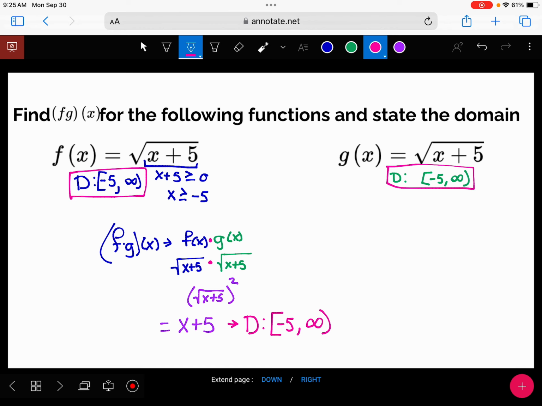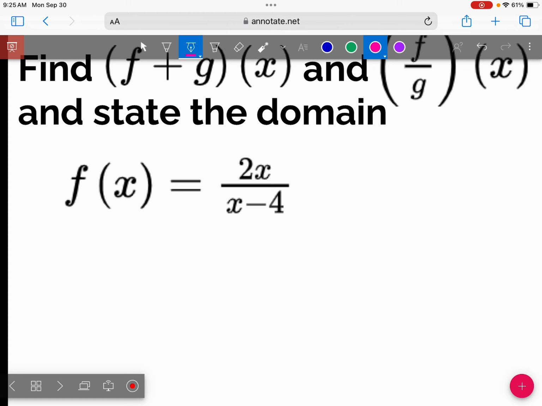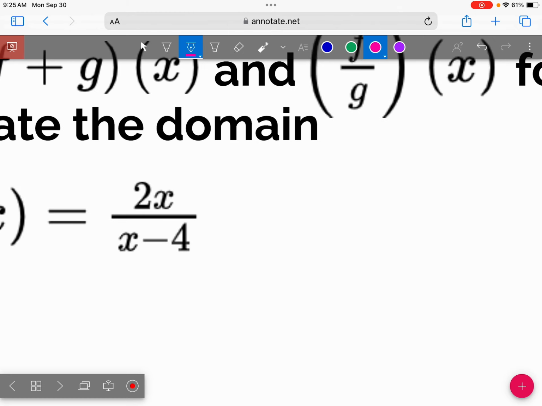We're going to do an ucky looking one. So we're going to do f plus g of x, and we're going to do f divided by g of x. For my f of x is 2x over x minus 4, and g of x is x over x plus 5. So let's start with our addition. Actually, let's start with our domain. What is our domain for this one?